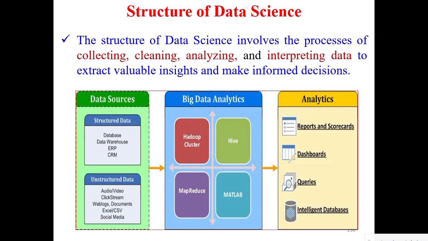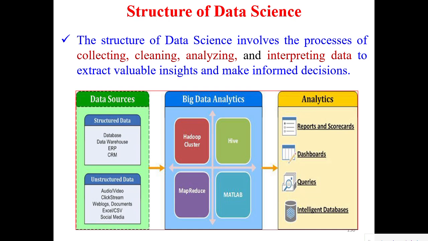Then the structure of data science is nothing but a collection of three tiers: tier 1, tier 2, tier 3. The structure of data science involves collecting a huge volume of data, cleansing the data with the help of binning and box plot techniques, analyzing various kinds of data, and interpreting data after implementation of the output or results to extract valuable insights and meaningful data and make informed and better decisions. Tier 1 consists of data sources, which include structured data and unstructured data.